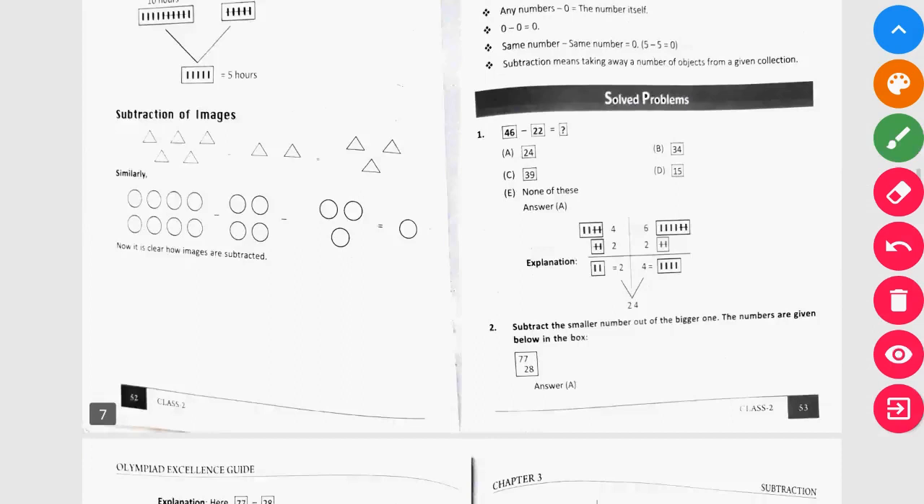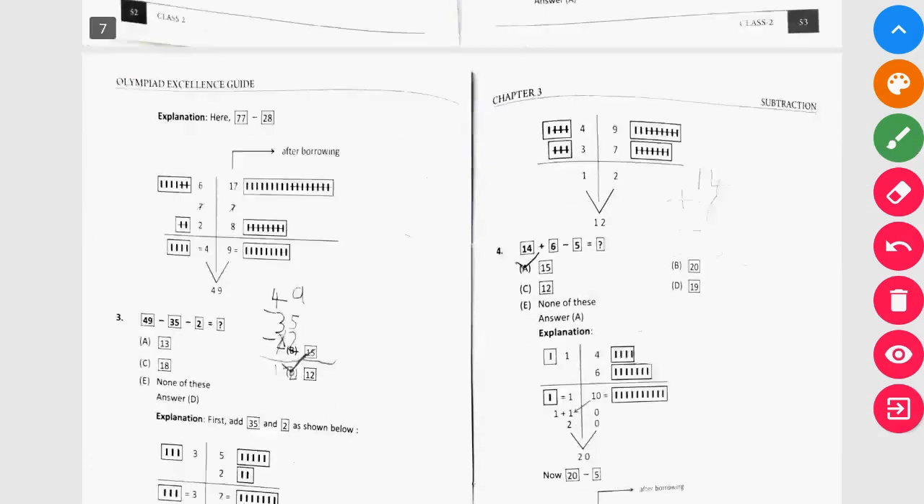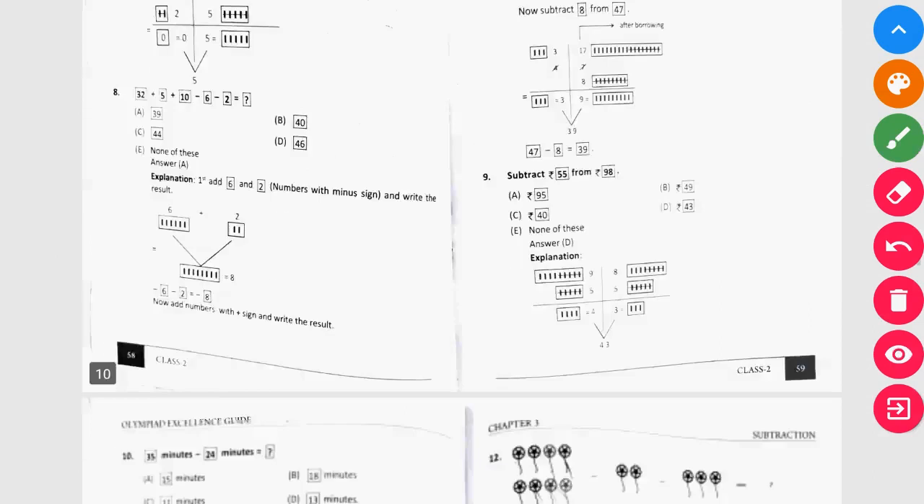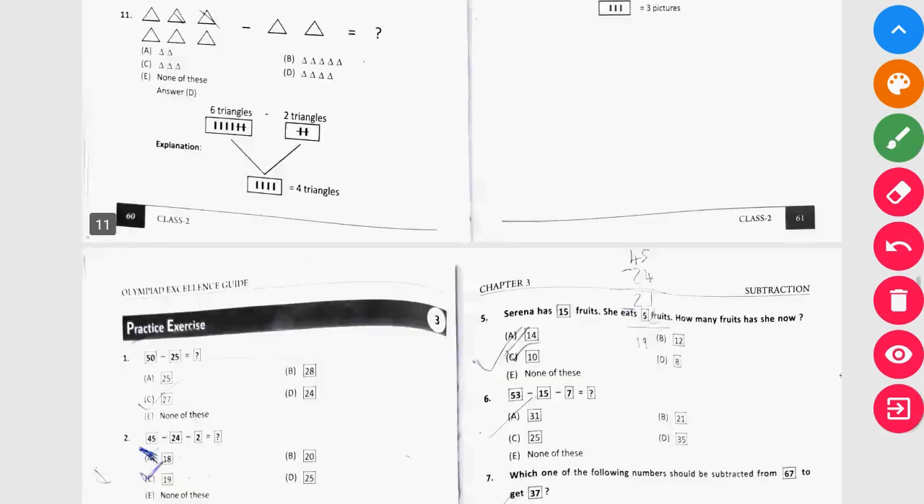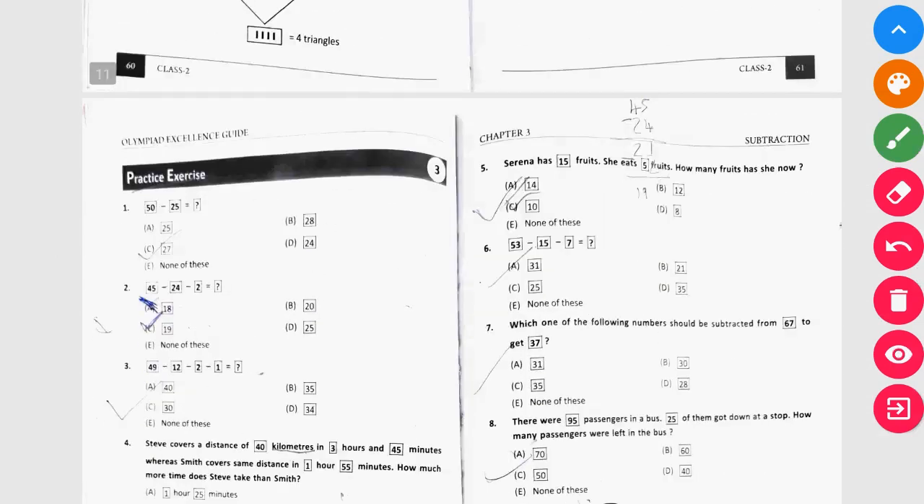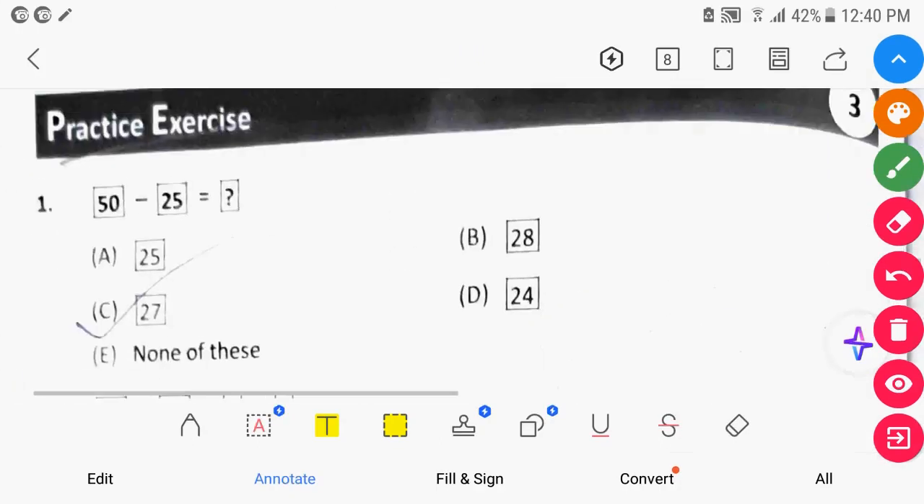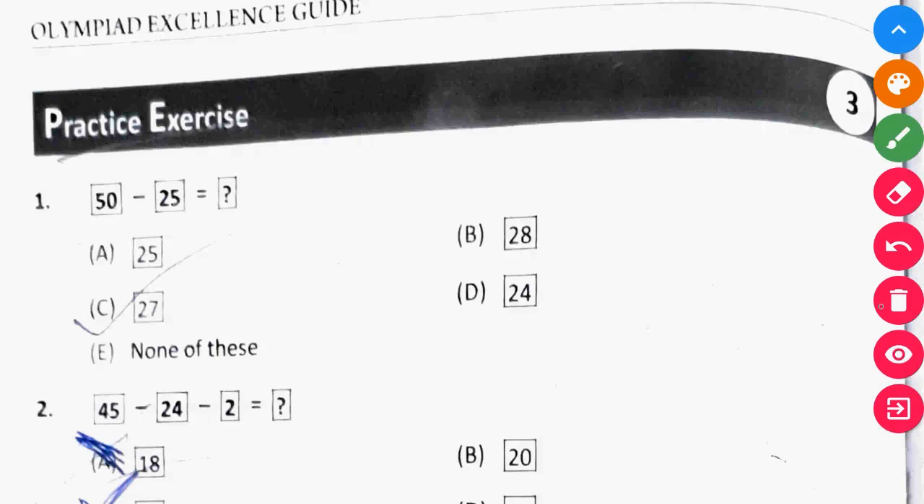Subtraction of images is also the same as the bar lines we are cutting. We have to cut the images and we'll get the answer. Now directly solve the problems based on this. So see, the first problem is 50 minus 25. Now you all know what the answer for 50 minus 25 is, but we have to solve it.